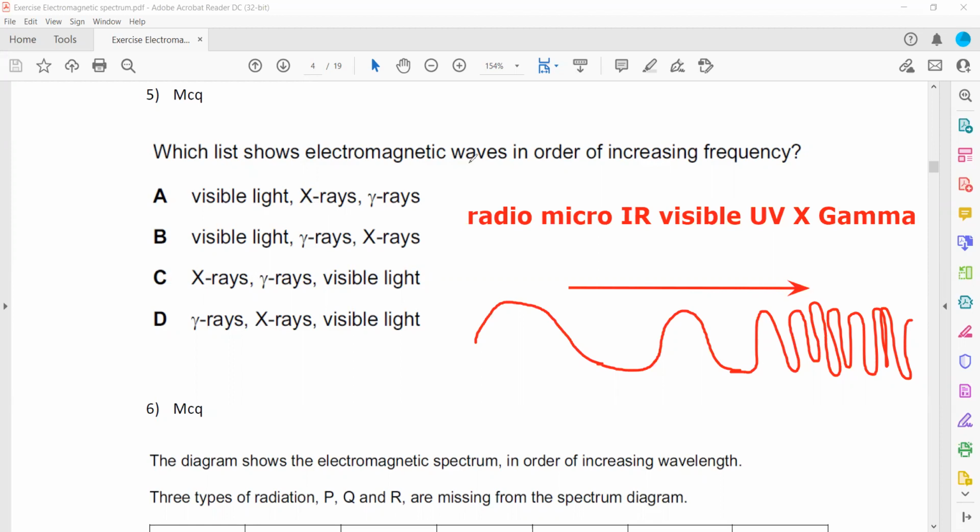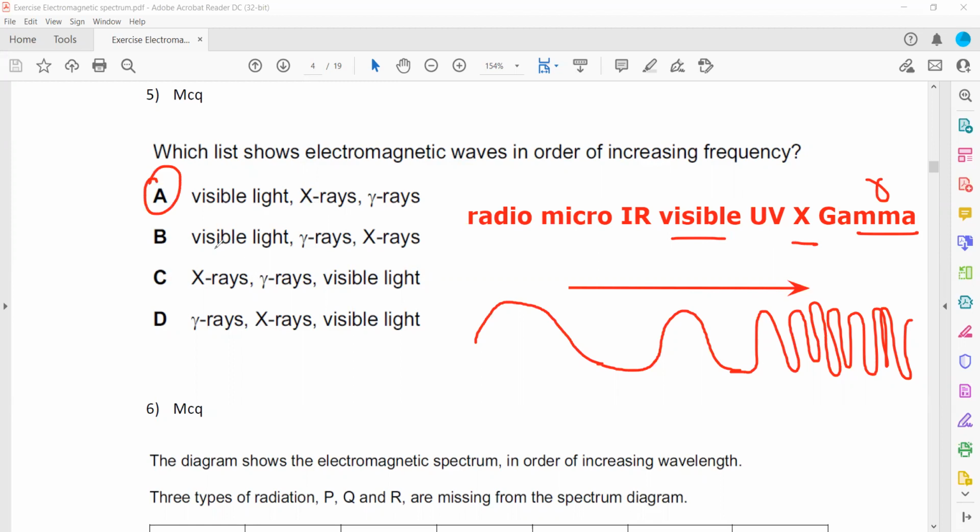ultraviolet, but they did not mention it. It's not necessary. They can skip, but it should be in order. Should be correct. So we have visible. That's correct. Then we have X-ray, and after that there is gamma. This is the symbol for gamma. So A will be the right answer.